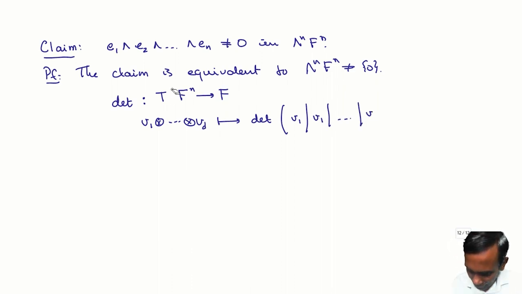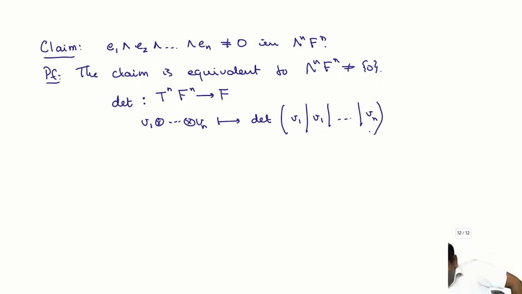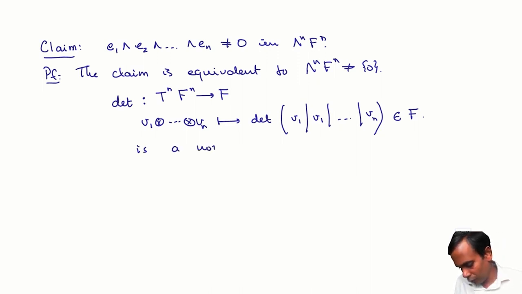Sorry, I want this vn, because then this is a square matrix and we can take its determinant. So this gives rise, firstly, you know that the determinant is multilinear in the columns, so this gives rise to a well-defined linear map from the nth tensor power of F^n to F. And this is a non-zero linear map, because there are matrices with non-zero determinant, such as the identity matrix.